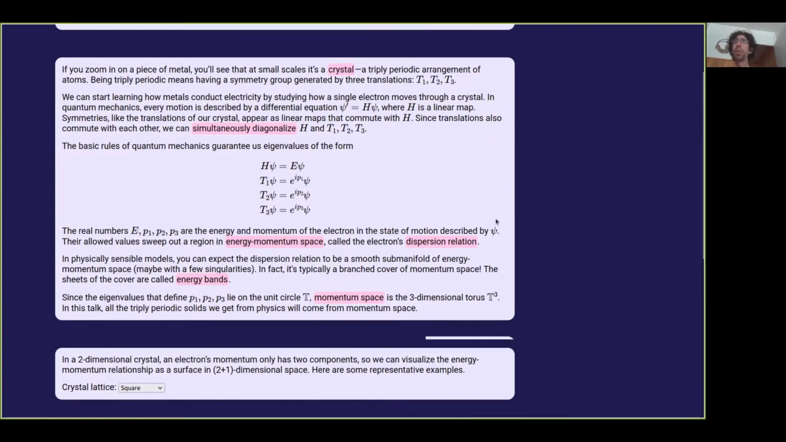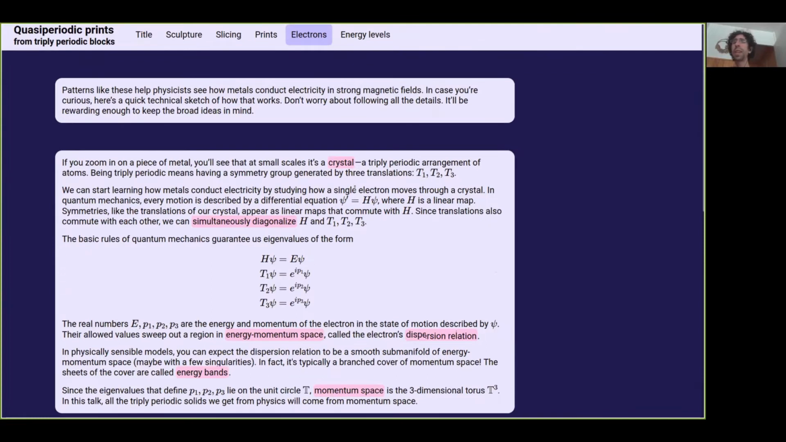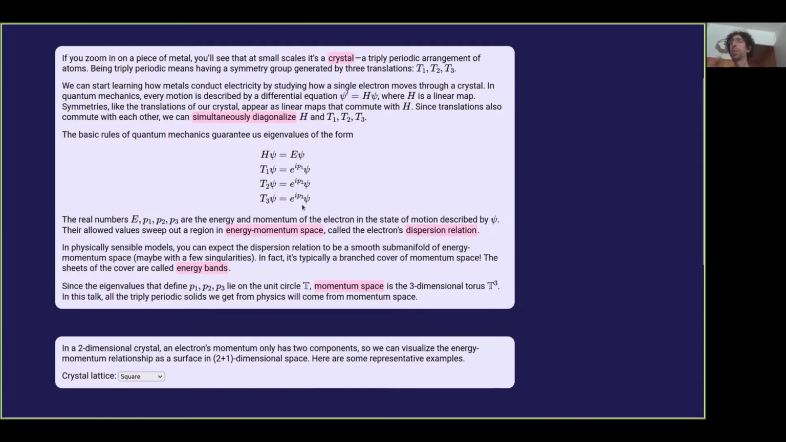So we started with a quantum mechanical model of an electron moving around in a crystal, like a crystal of metal. And we ended up with a linear algebra problem of simultaneously diagonalizing a bunch of linear maps. The simultaneous eigenvalues give you four numbers, which tell you about the energy and momentum of the electron.